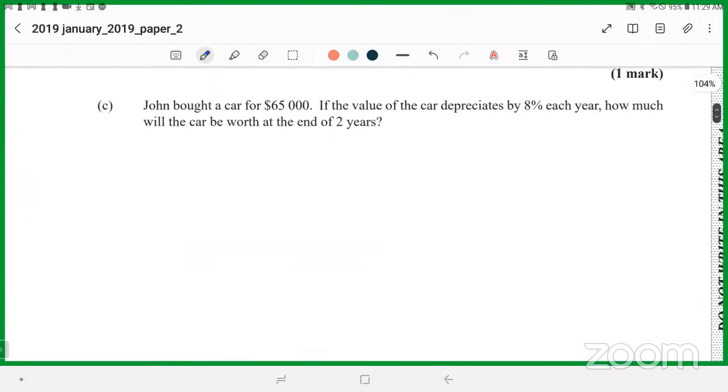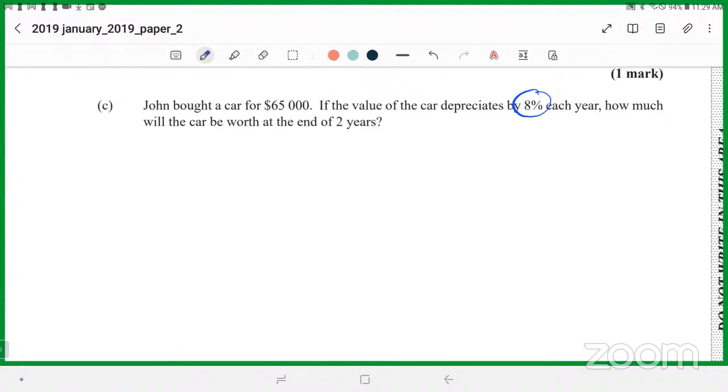This one now. This one says, John bought a car for $65,000, and if the value depreciates by 8% per year, how much will the car be worth after 2 years? If you are depreciating by 8%, it means that the value of the car after the depreciation is 92%. I'm doing the mathematics the easy way. You subtract 8% from 100. That's going to be the value of the car after you depreciate it.